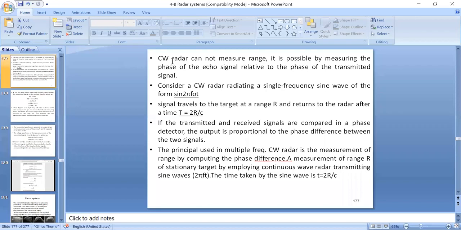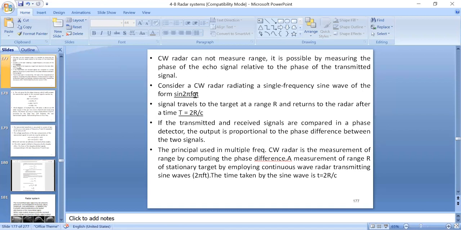Why is it called multiple frequency? Here, instead of transmitting a single continuous wave towards the target, you may transmit two continuous waves, right? I will explain that concept later in these points. So here, by using the phase difference between the two signals, that is the transmitted signal and the echo signal, we are able to calculate the range of the target, right?